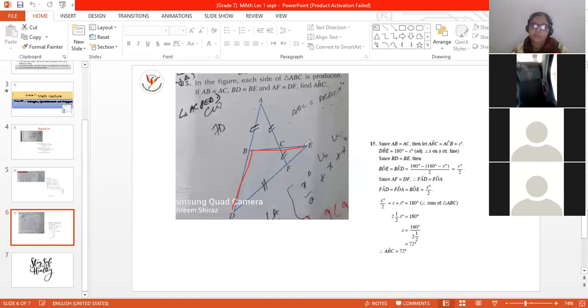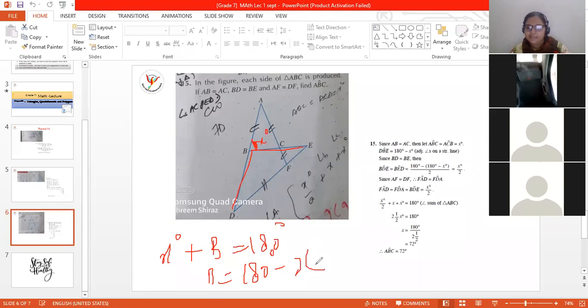How is it 180 degree minus x degree? If this angle is x degree, we have a formula that x degree plus the adjacent angle, for example angle B, is equal to 180 degree. Then what will be angle B? Angle B is equal to 180 degree minus x degree. So if this angle is 180 degree minus x degree, then this angle will also be the same. And if angle E is also the same, this angle will also be 180 minus x degree.